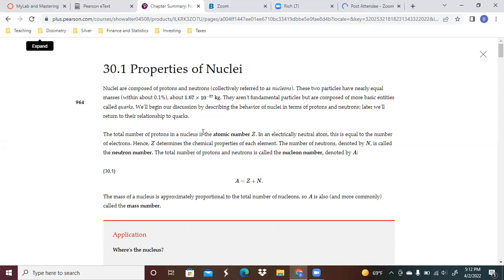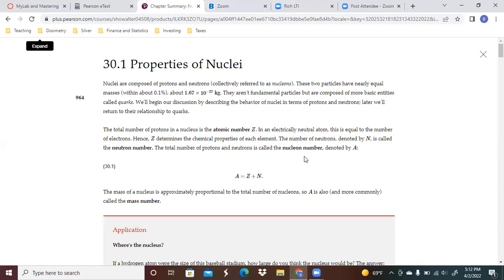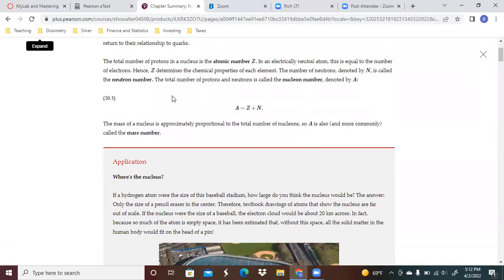The total number of protons in the nucleus is going to be represented with the atomic number, and it's going to be labeled as Z. In an electrically neutral atom, this is going to be equal to the number of electrons. Hence, Z determines the chemical properties of each element.